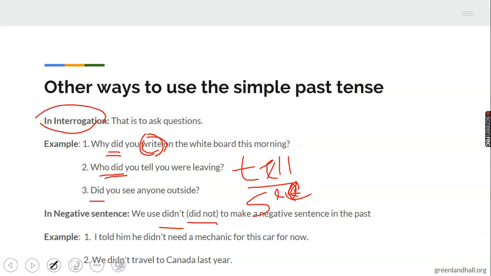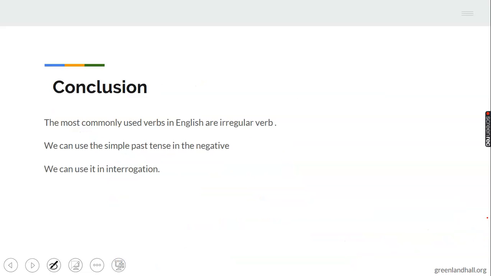Now we have another sentence in a negative form. It says, we didn't travel to Canada last year. "We didn't" — that's a negative sentence. Note it also. We are using a negative sentence. The main verb is in the present form. The main verb is in the what? Present form. Don't forget, when using the interrogation or negative sentence, the main verb is in the present form.